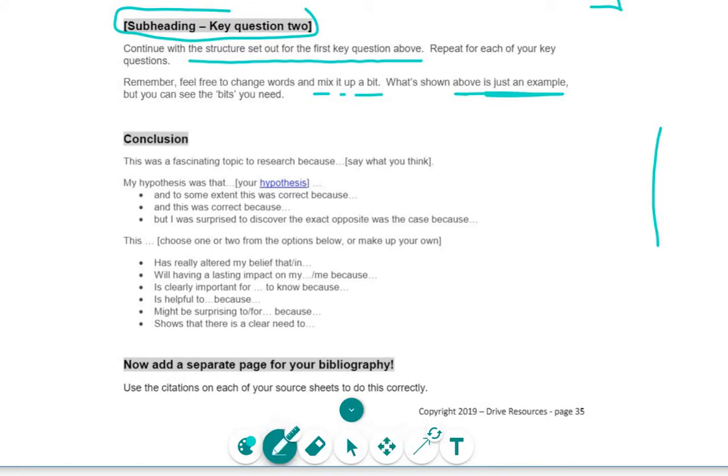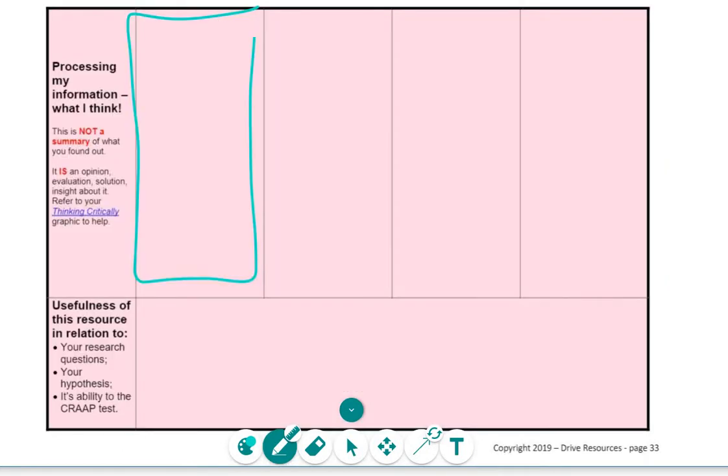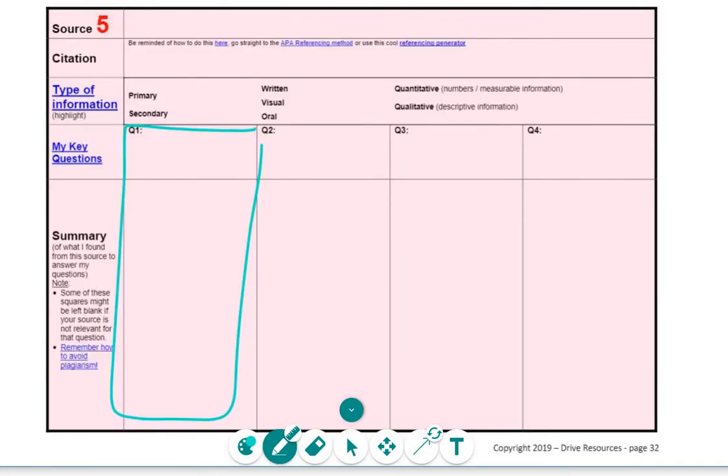There's a suggestion for how to structure your conclusion, and then remember your bibliography at the end, and all you have to do is go back to those source sheets and copy paste all of these citations and then stick them into alphabetical order. But that's where the advantage of using the computer comes in.